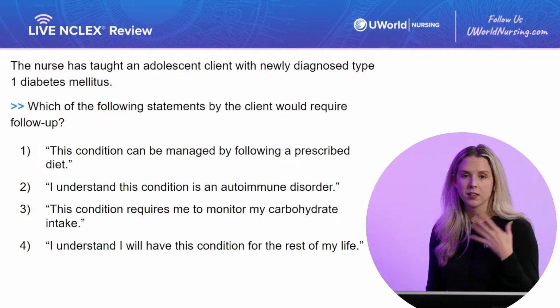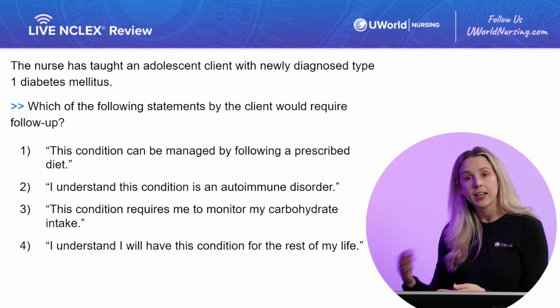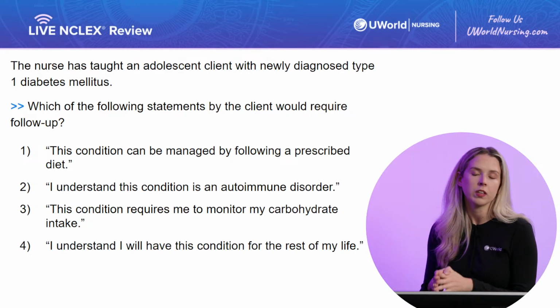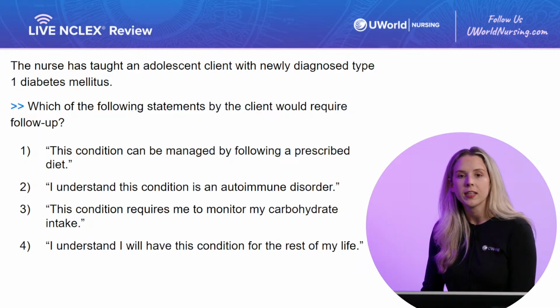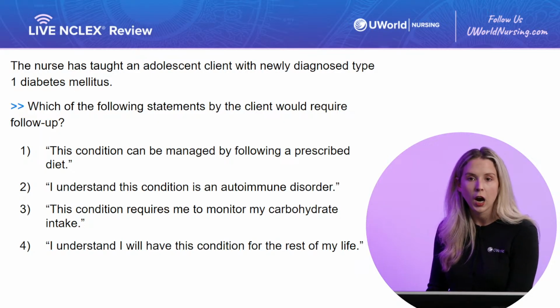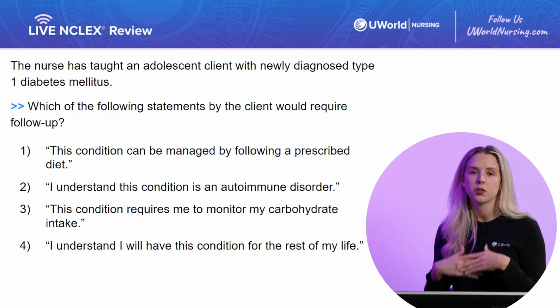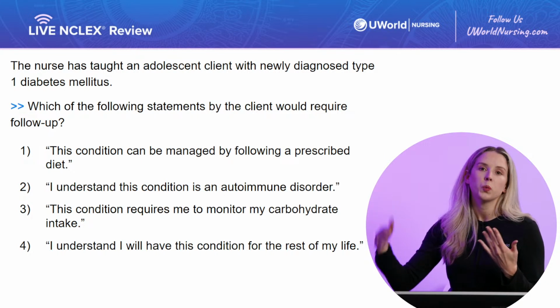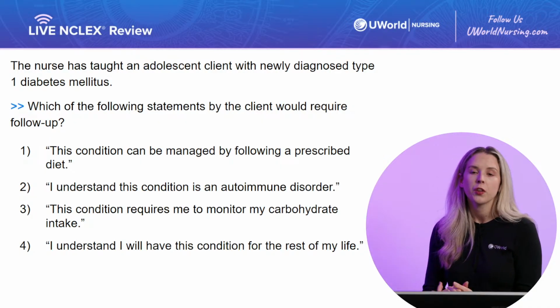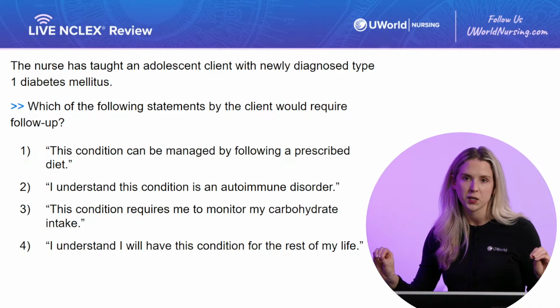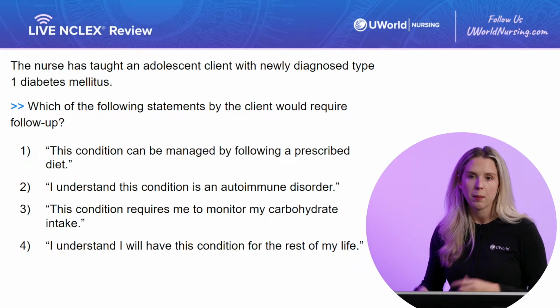So I understand this condition is an autoimmune disorder. It is. It's the autoimmune destruction of the pancreatic beta cells. 3, this condition requires me to monitor my carbohydrate intake. It absolutely does. It helps us to dose our insulin. It helps us to avoid those really high peaks and those really low dips in our blood sugar. The goal here is to keep a consistent carbohydrate intake so we can closely control that blood glucose.